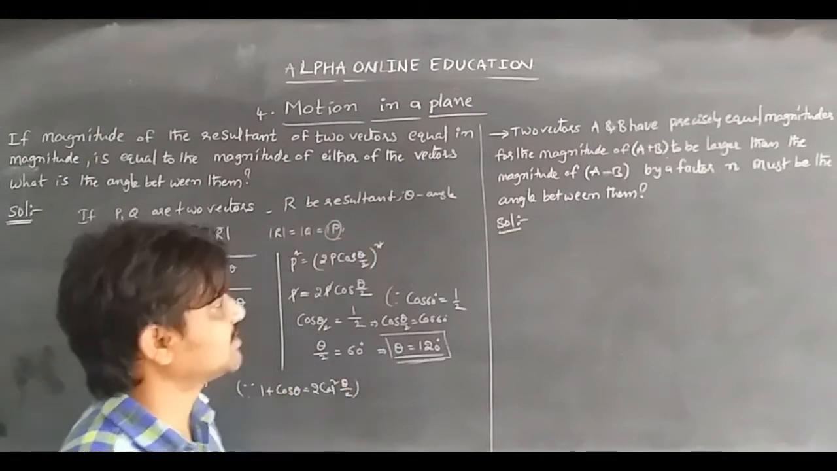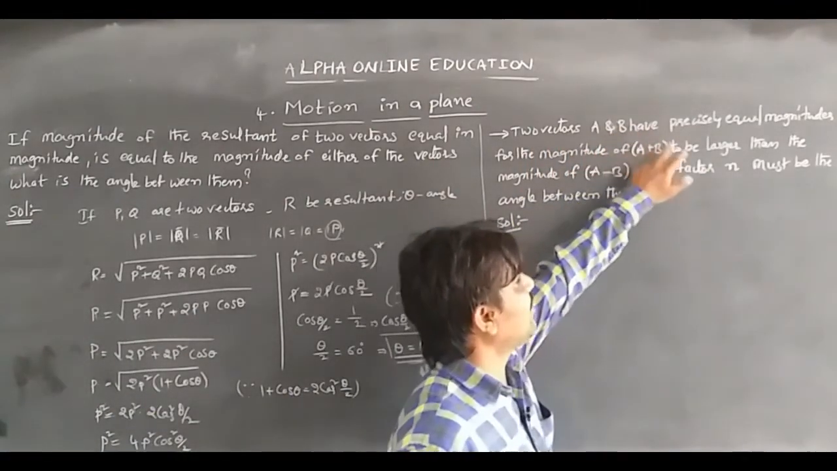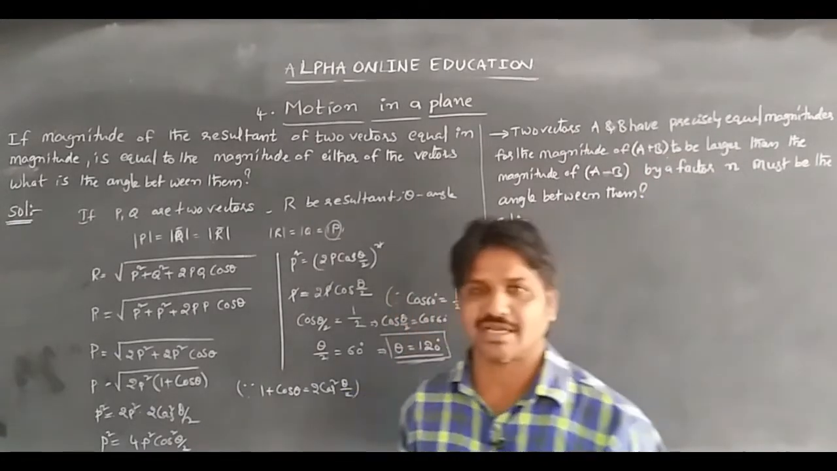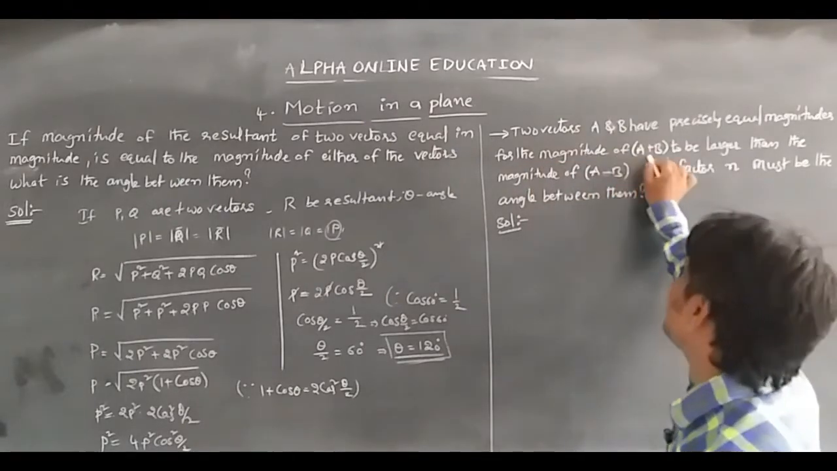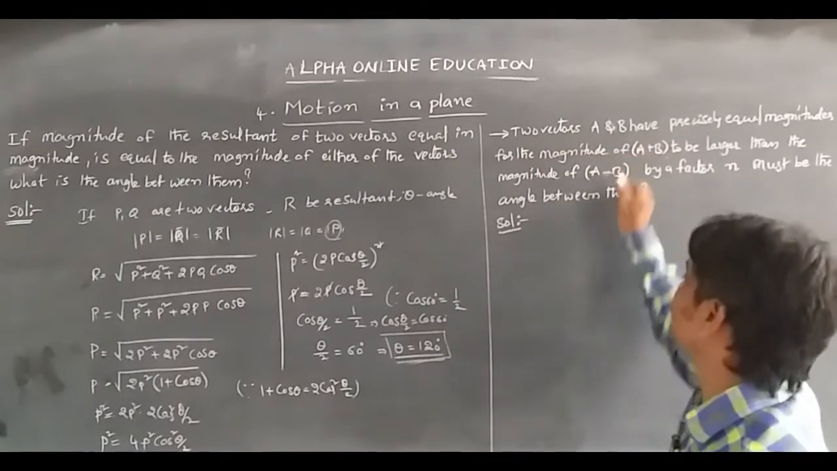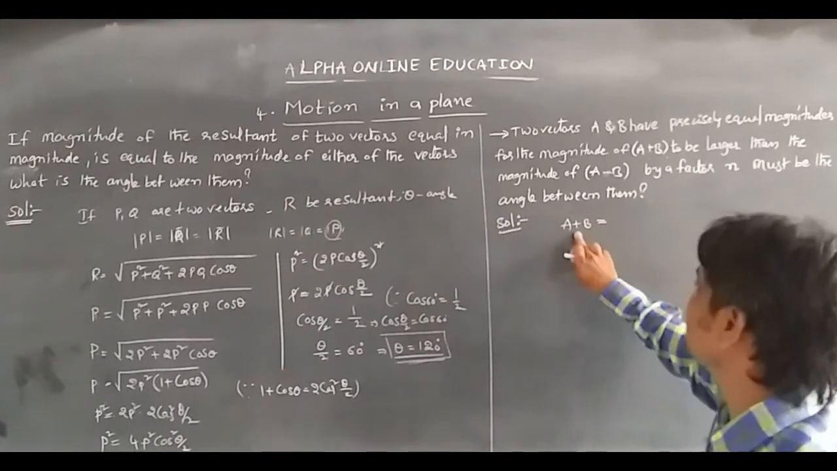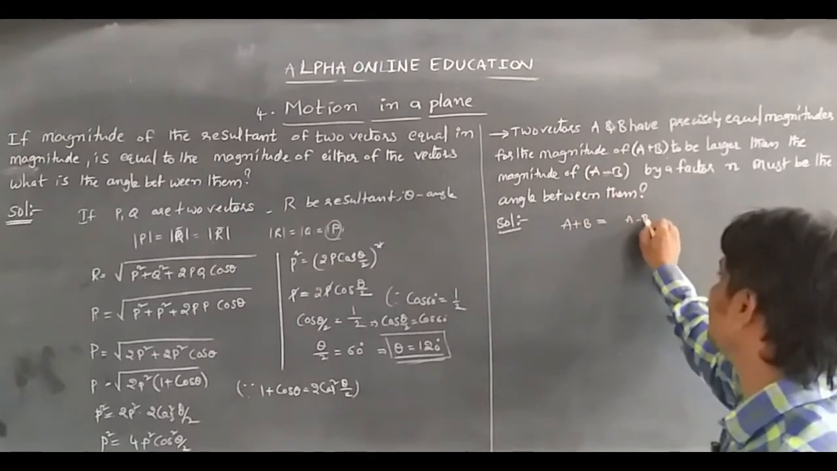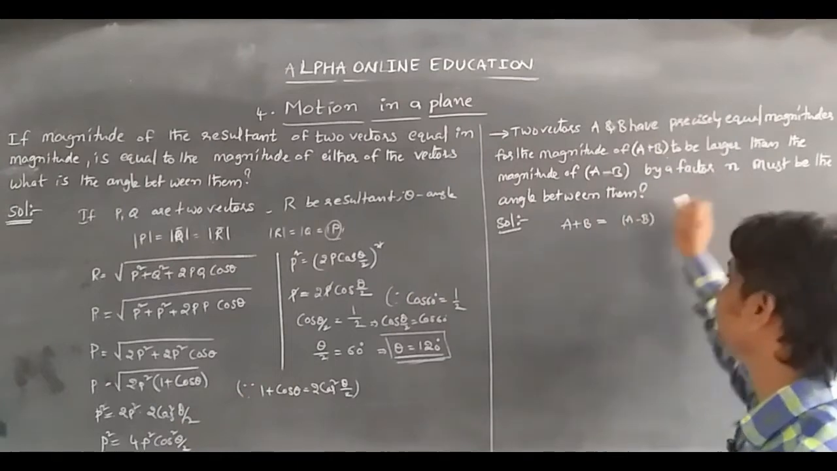The next one is: two vectors A and B have precisely equal magnitudes. Now, if the magnitude of A plus B is larger than the magnitude of A minus B, means A plus B is larger than A minus B by the factor of n.